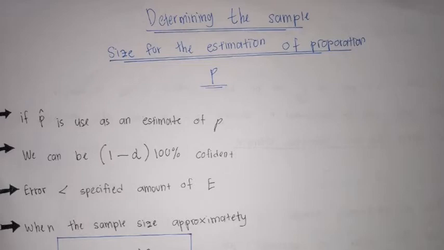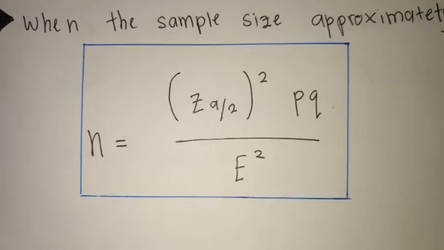Determining the sample size for the estimation of proportion P. If sample P is used as an estimate of the proportion, we can be (1 minus alpha) multiplied by 100% confident that the error is less than the specified maximum error. When the sample size is approximated, we can use this formula, which is sample size equal to Z alpha half to the power of 2 multiplied by P and multiplied by Q, all divided by the maximum error to the power of 2.